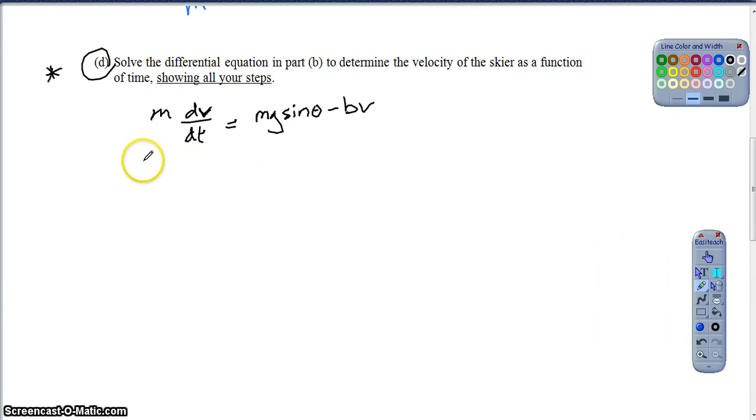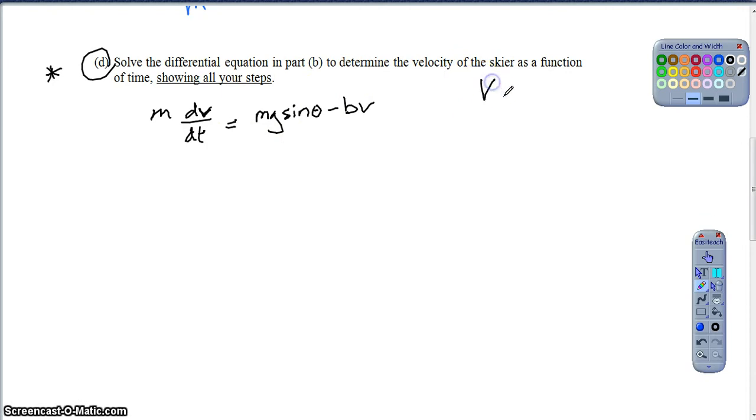Because again, this is one of the biggest new things that we will see throughout the course of this year, and it is a common one to make sure you're comfortable solving. But anyway, solve the differential equation in part B, which I rewrote down here, to determine the velocity of the skier as a function of time.